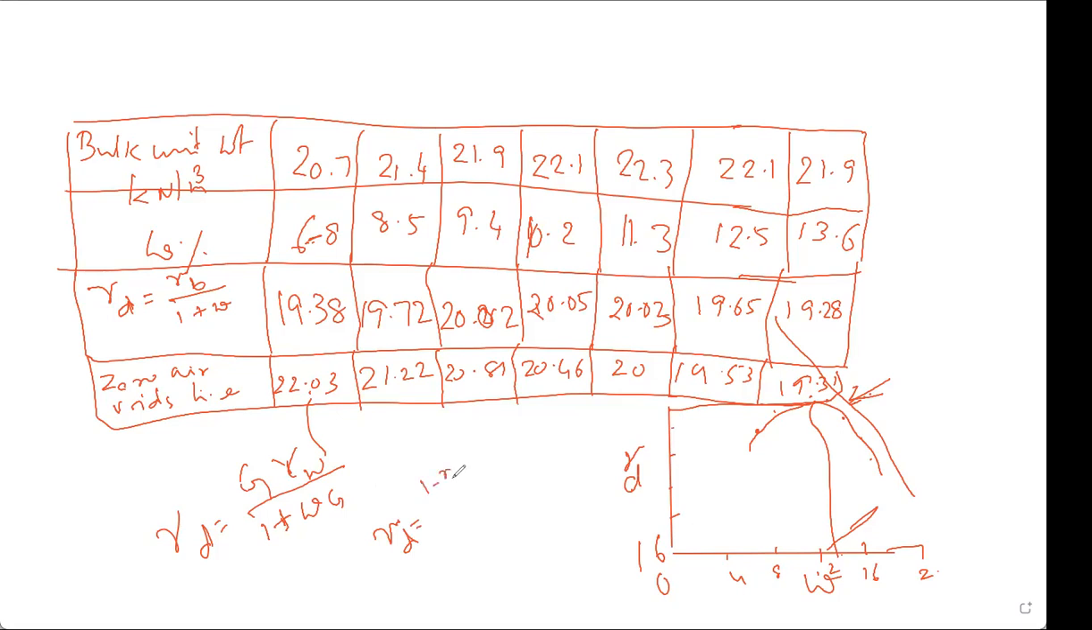It is equal to 1 minus Na into G gamma W divided by 1 plus omega G. Isn't it? Now you have to get the value of Na. Gamma D is known, that is 20.05, the maximum value. Substitute 20.05, G is known, omega is known, then you get the value of Na. If you get the value of Na, that is nothing but the percentage of air voids. That's it.